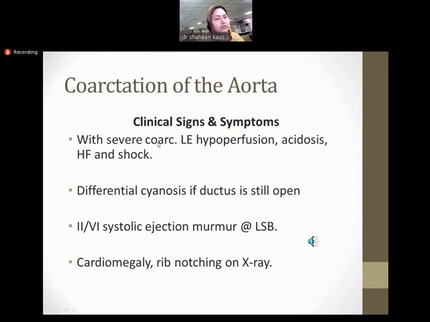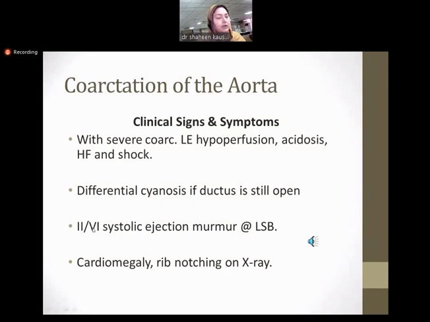When there is a severe coarctation, there is hypoperfusion, acidosis, heart failure, and shock. It could be a differential cyanosis if the ductus is open. Cardiomegaly is present because of left ventricular hypertrophy, and rib notching can be seen on X-ray.